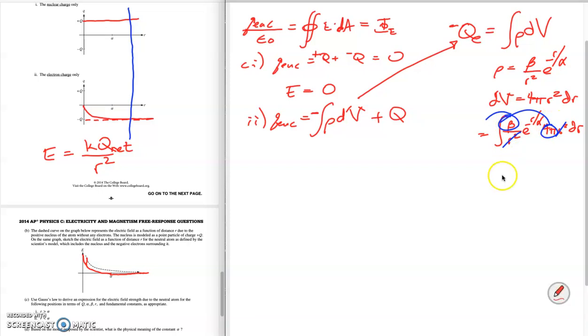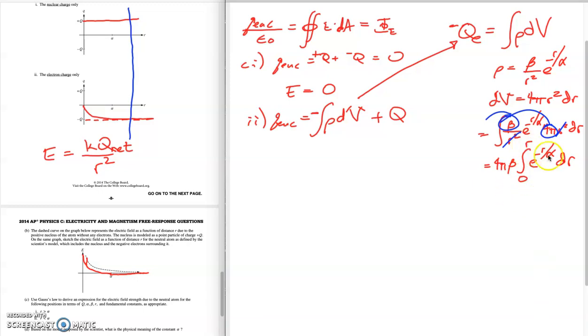So let's clean this up. This is going to be the same integral, just rearranged a little bit. So we're going to have 4 pi beta integral e to the minus r over alpha dr. And now we have just an exponential decay to integrate. And they're telling us that r is less than alpha. So that means we're going to go from 0 to r.